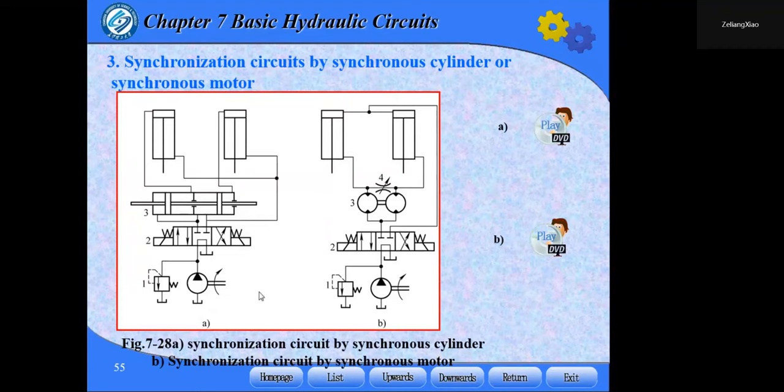In this figure 8, it's a circuit using a pair of synchronizing cylinders. The synchronizing cylinder 3 is a hydraulic cylinder that consists of two pistons with the same area and one common rod. When the piston moves to the right or left, the same volume of oil will be output or input, which is used to divide the flow, to let the two cylinders move synchronously in a linear motion.